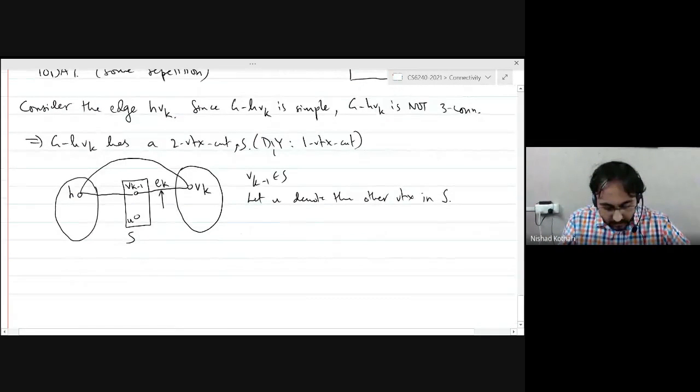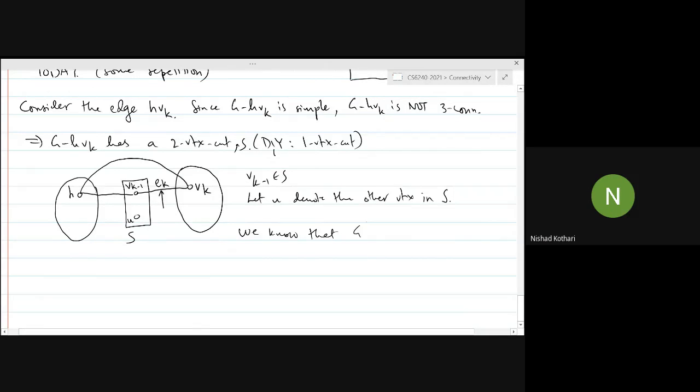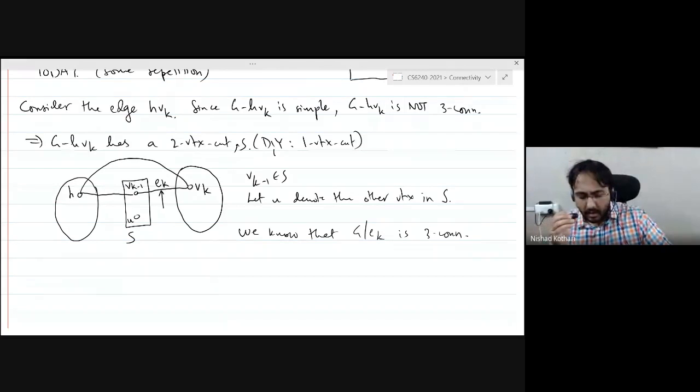We know that G contract Ek is 3 connected. How is this possible? This is again something we did yesterday in a more specialized setting where k was equal to 1, I think. Okay, but now we are doing it for the general k. It's the same argument. So how can this graph be 3 connected?